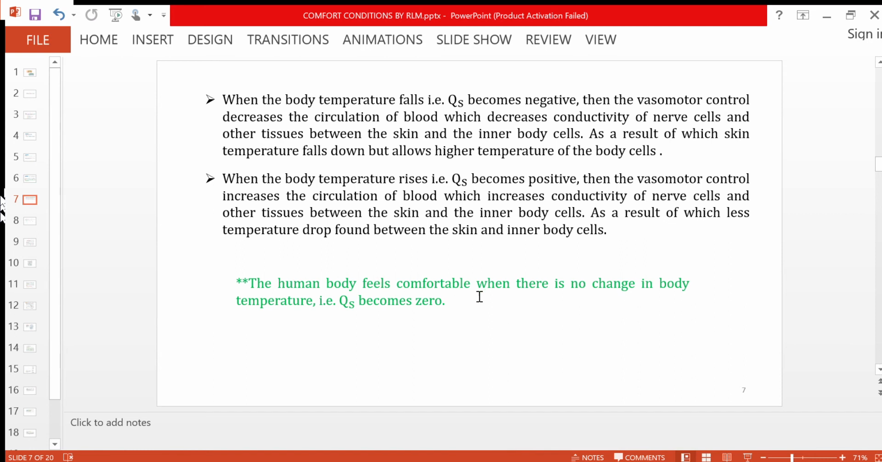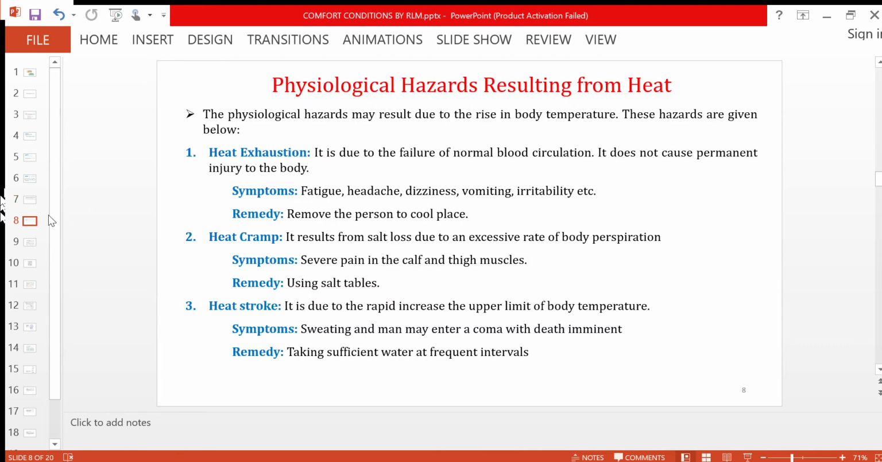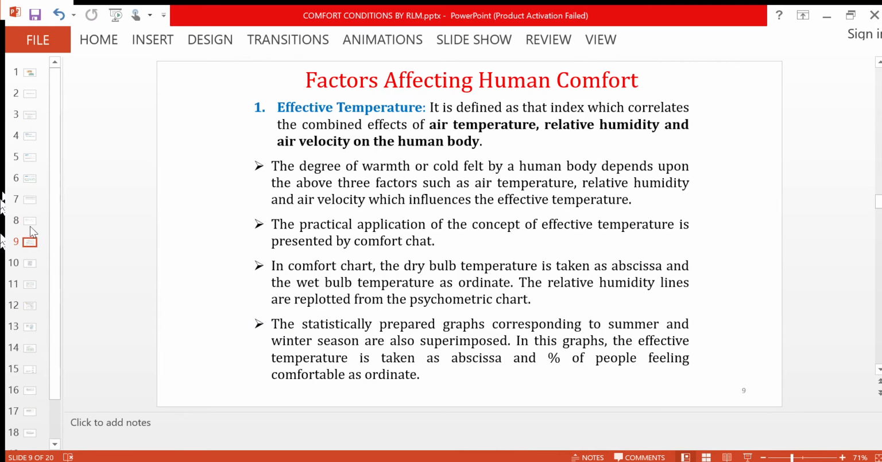So the human body feels comfortable when there is no change in the body temperature, that is, QS becomes zero. So these are different conditions of what happens when your heat or body temperature changes. One of the important concepts here is the effective temperature. It is actually your temperature depending on your outside or surrounding air temperature, relative humidity, and air velocity. It shows how much coolness or how much hotness you are feeling.